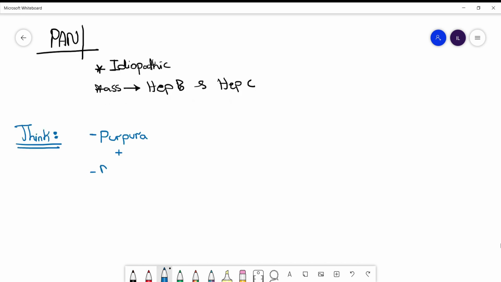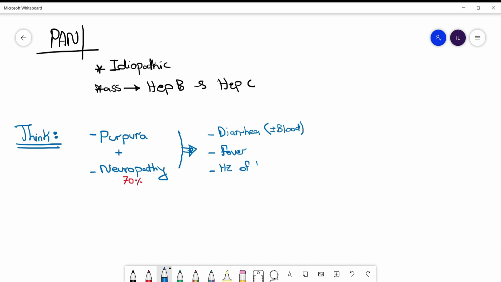When do we think about it? If you see a patient who has purpura mainly in the lower extremities, and they also present with neuropathy 70% of the time, so neuropathy plus purpura, think about polyarteritis nodosa. Now you want to look for other symptoms like fever, weight loss, sometimes bloody diarrhea, and other vasculitis symptoms like chronic fatigue, etc. And the patient will give you a history of hepatitis B around 30% of the time.